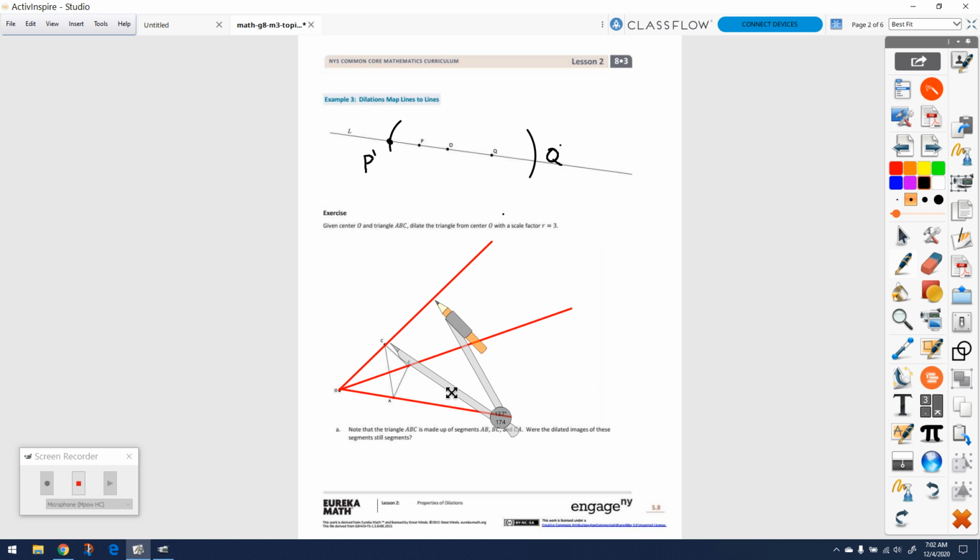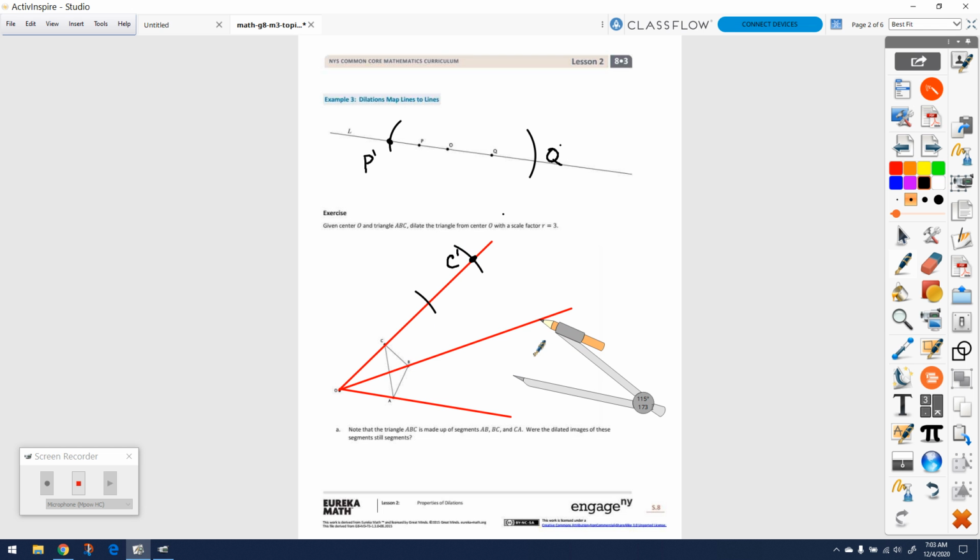So here would be our double, and that's not what I wanted, there we go. Want to draw my arc, pick up my compass, move it one more, and draw my arc. And now we have a length that is 3 times. So when I go ahead and write this, this would be C prime right here.